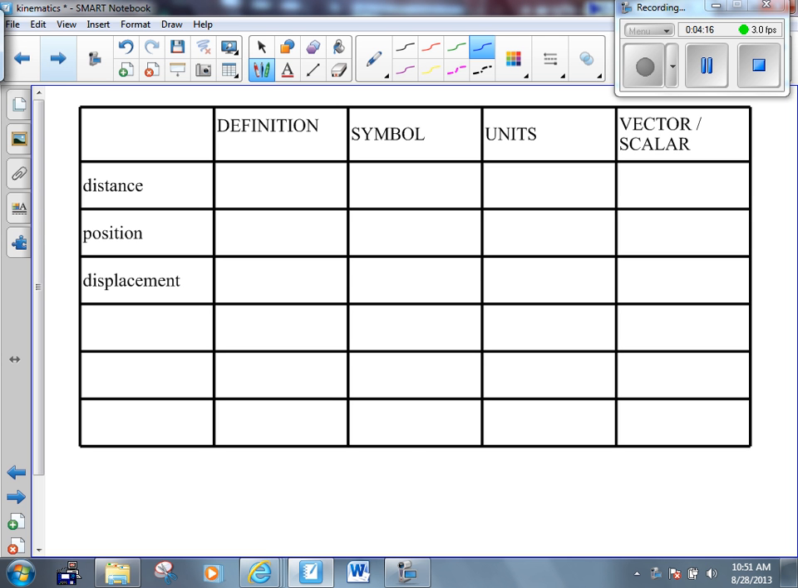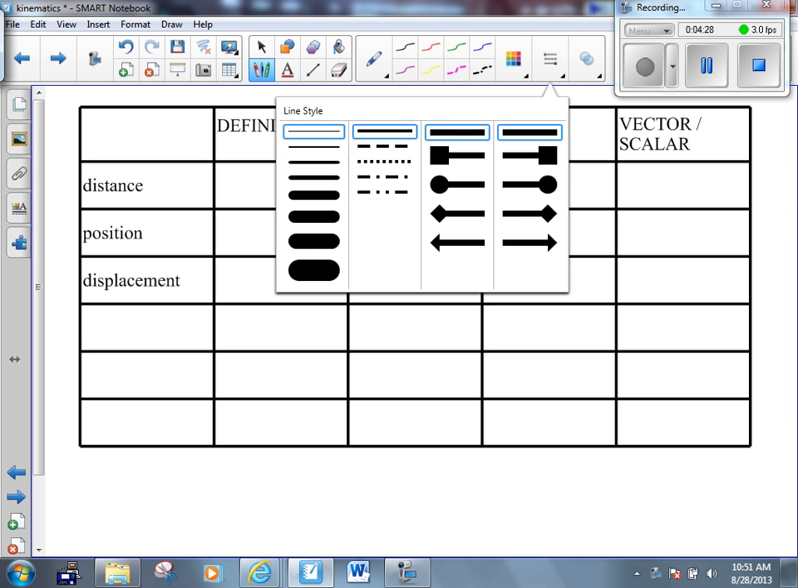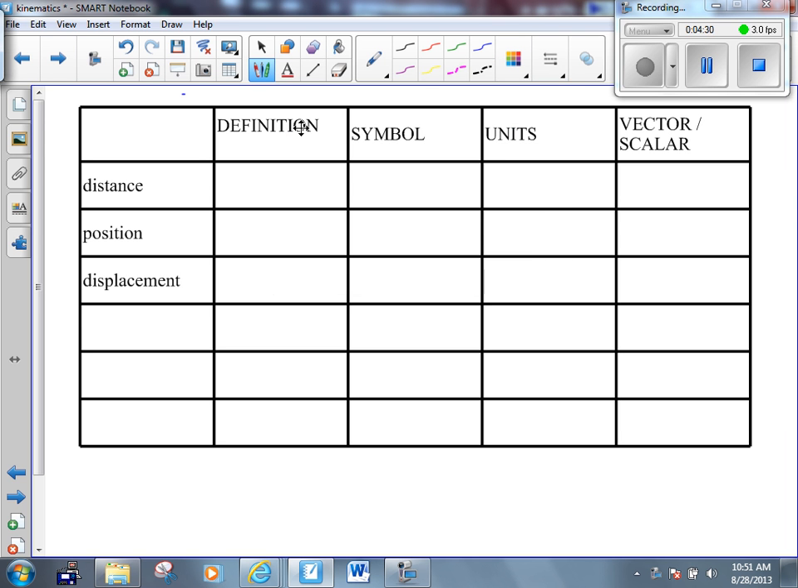Good. Okay, we got three terms here that we're going to define and say a couple things about. The first one is distance. Obviously, if we're going to talk about motion, which is really what this unit is all about, we've got to know what distance means, and position. And another term that you might not be familiar with yet, displacement.